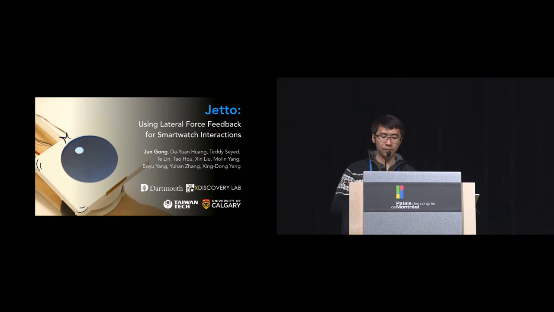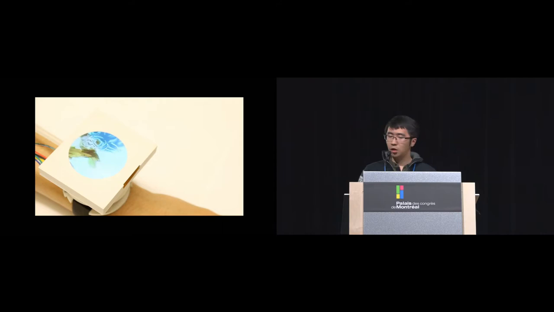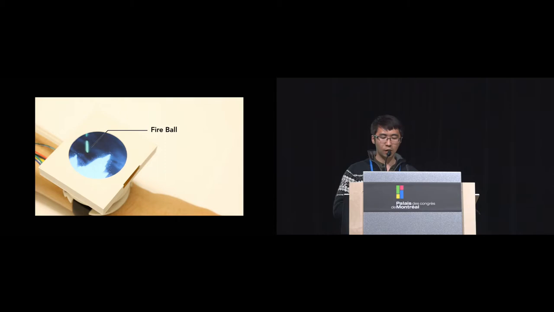Before I talk about motivation and related work, first of all, I just want to quickly show you what Jetto is and how Jetto works. So this is Jetto, a smartwatch that can provide immersive gaming and video experience. In this Dragon Ball video, when these fireballs are hitting the sea, Jetto will create lateral force displacement to simulate the force impacts caused by these fireballs. It can create an illusion that these fireballs are really inside the smartwatch and collide on the watch edge. Just like this.